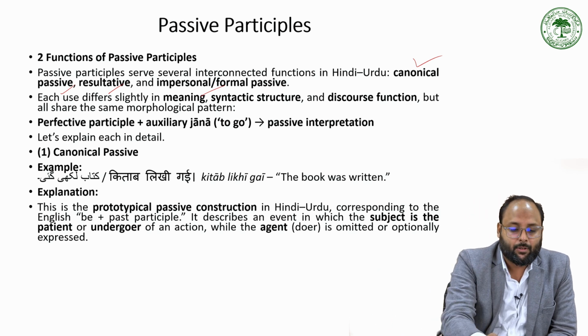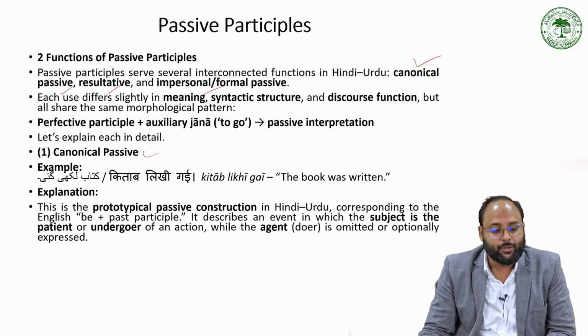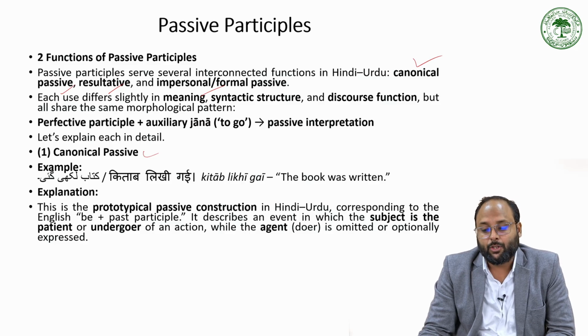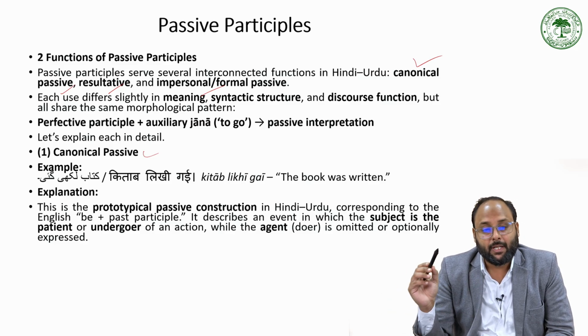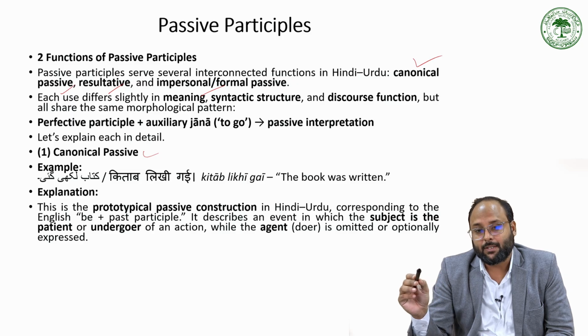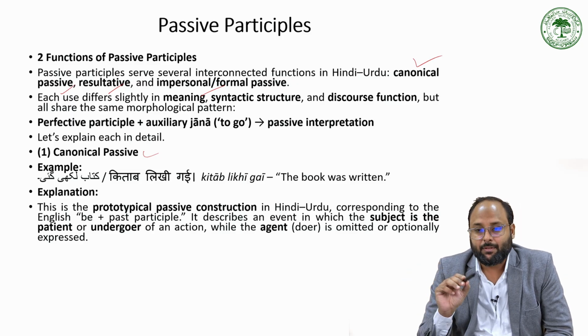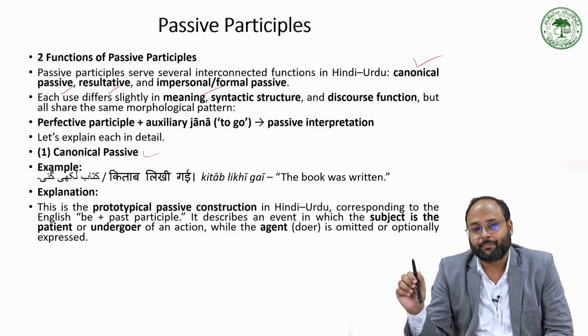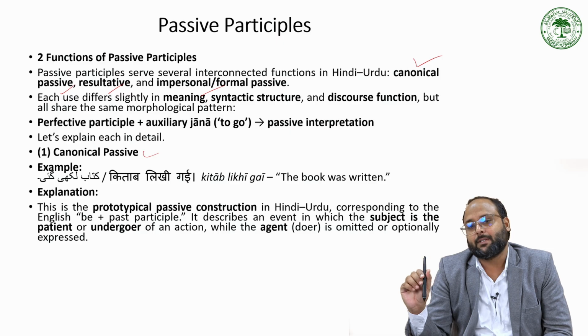So that canonical means किताब लिखी गई. So it is the prototypical passive construction in Hindi Urdu, corresponding to the English be plus past participle. It describes an event in which the subject is the patient and the undergoer of the action, while the agent is omitted or optionally expressed. So that is the canonical passive form.